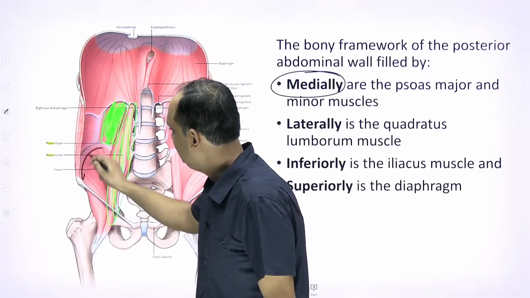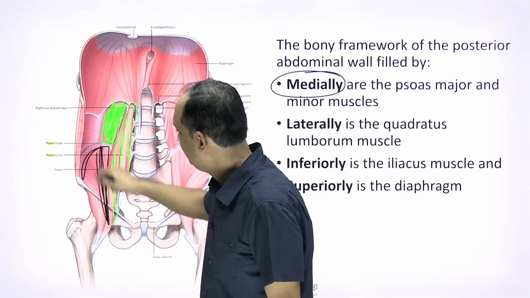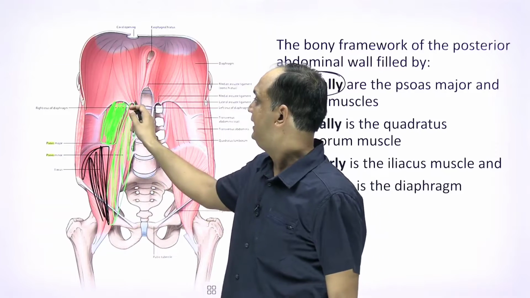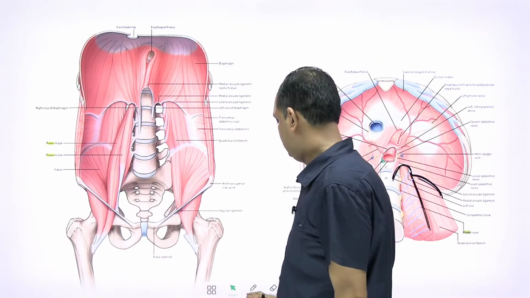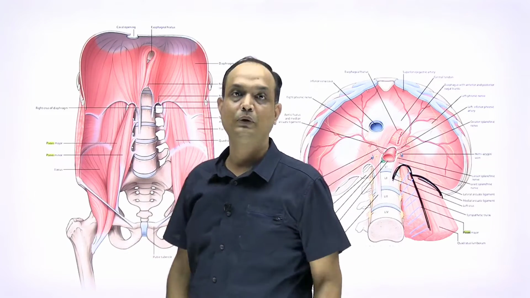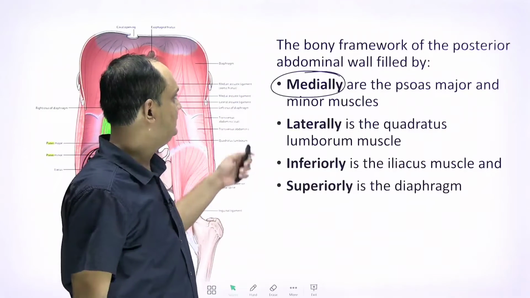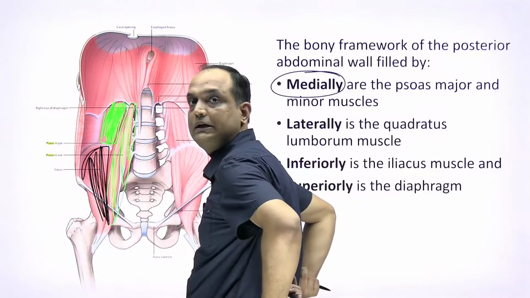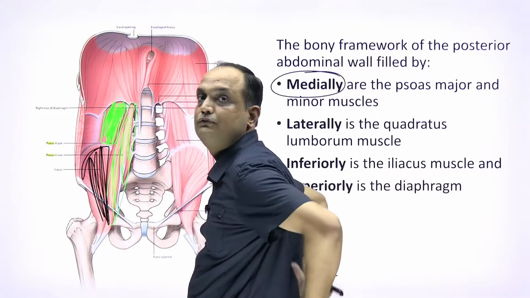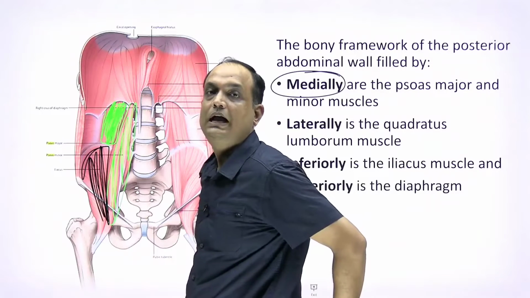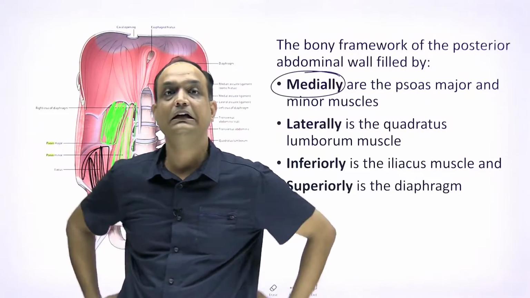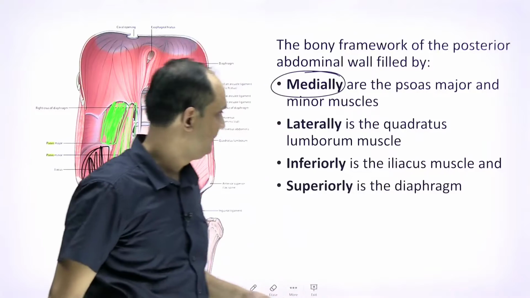So this is your iliacus muscle which is present here. And when you see superiorly, you will have the diaphragm which is arising from the adjacent arcuate ligaments. So in this way, you will find that this gap between the 12th rib and iliac crest is filled by the muscles only, and these are psoas major, quadratus lumborum. In the lower part, you have iliacus and the diaphragm above.